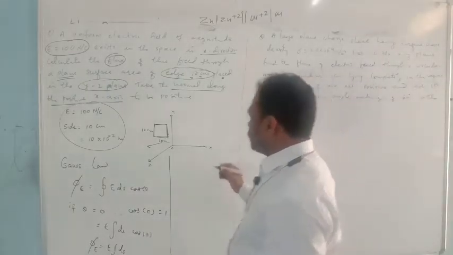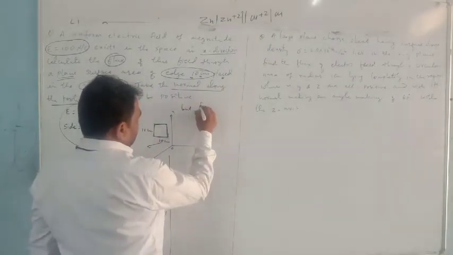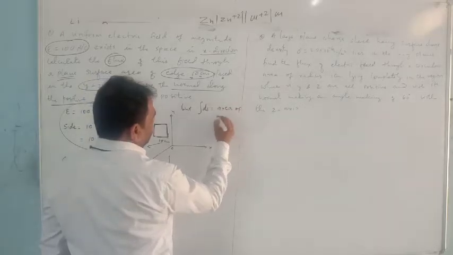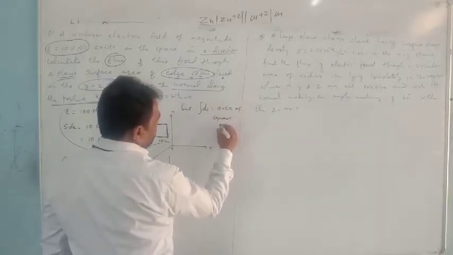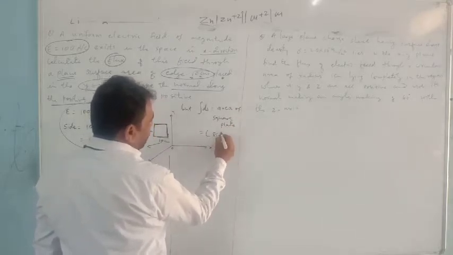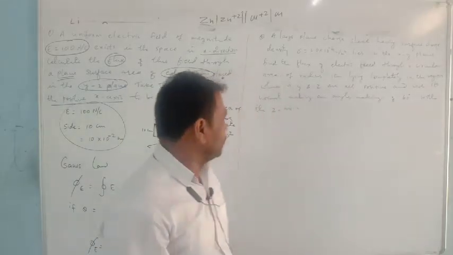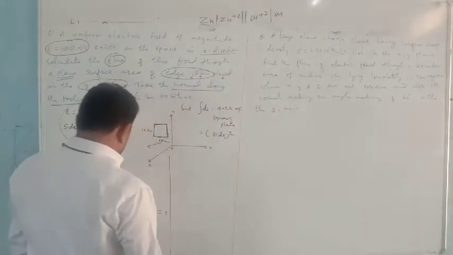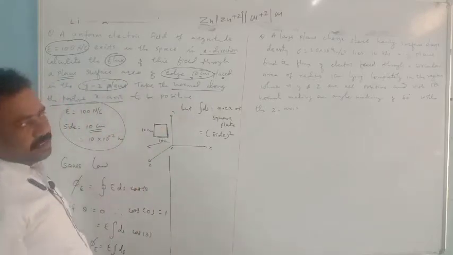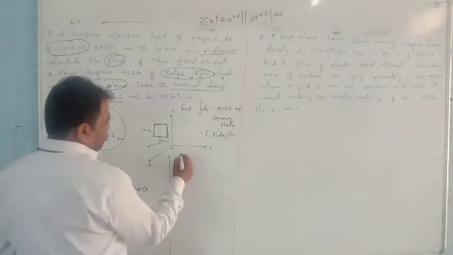Integration of ds stands for the area of the square plate. And what is the area of a square plate? How can we find the area of a square? It is side squared, obviously. One side is given, 10 centimeter, and the other side is also 10 centimeter. So how can we calculate the area?